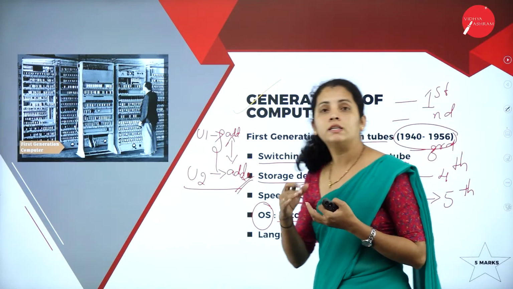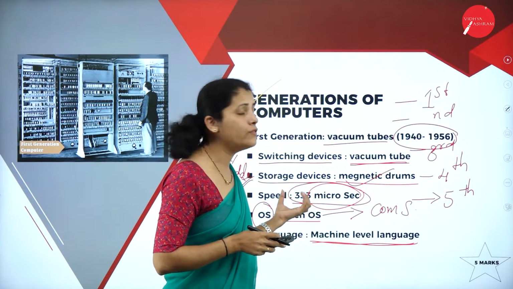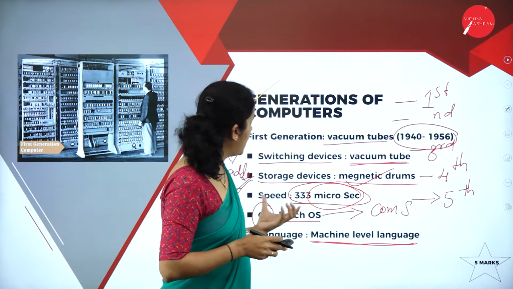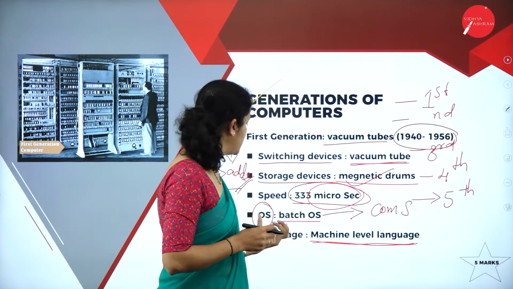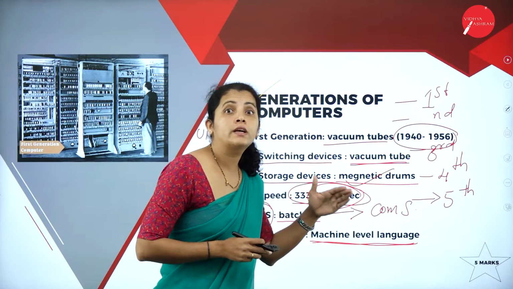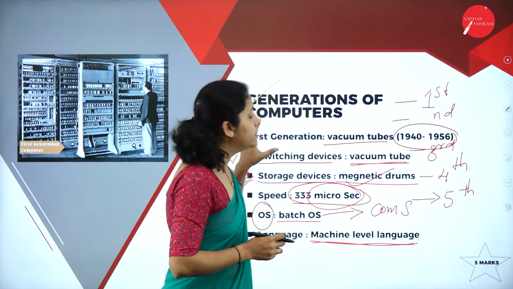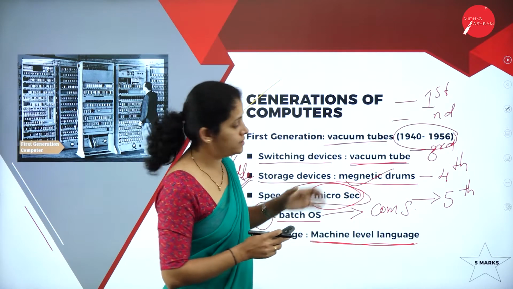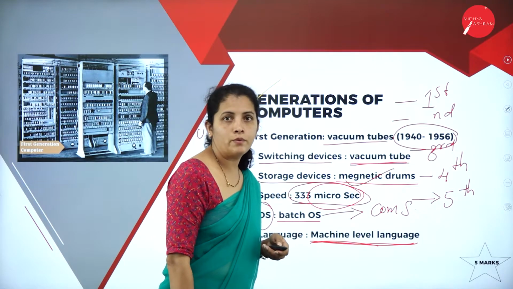Along with that, what is the speed? Here the speeds are measured in terms of microseconds. And what kind of operating system was used? That is nothing but the batch operating system. Along with that, what kind of programming language was supported by the first generation computer system? That is nothing but the machine level programming language.